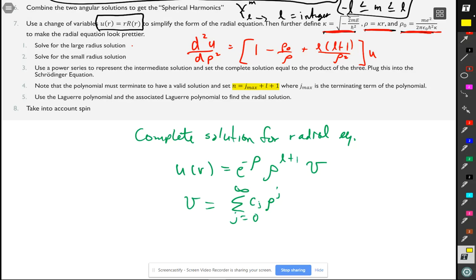So now we're just about done. You solve for those polynomials by using the Laguerre polynomial and the associated Laguerre polynomial. That's how you get your radial equation. You've got to normalize it. Yay, fun.